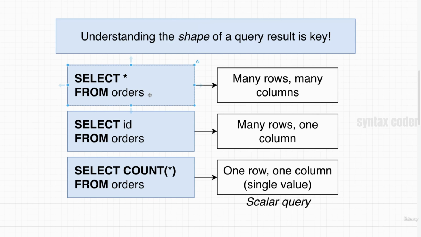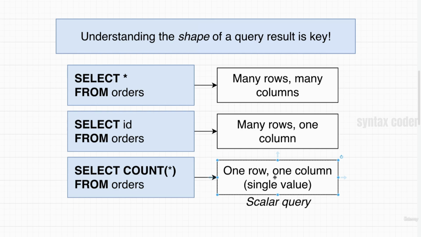So for example, if we wrote out something like SELECT * FROM orders, given the current structure of our orders table, where it has several different columns and definitely many different rows inside of it, if we ran this query, I would expect to get back a result that has many different rows and many different columns inside of it. Likewise, if we did something like SELECT id FROM orders, I would expect to get back many different rows, but one single column. And then finally, if we did something like SELECT COUNT(*) FROM orders, I would expect to get back one single row and one column, so essentially a single value.